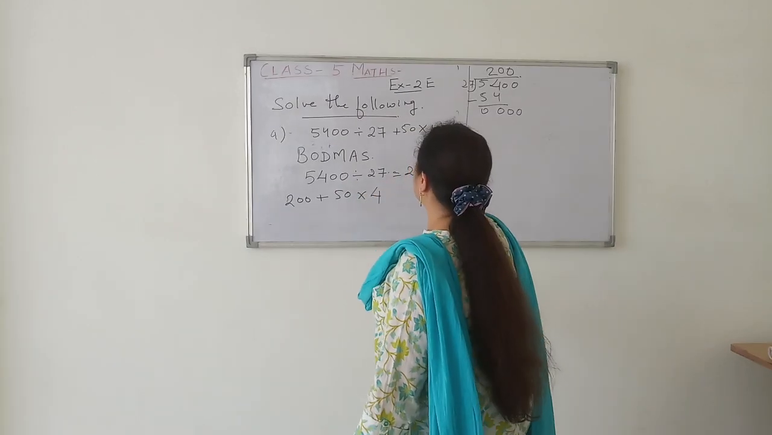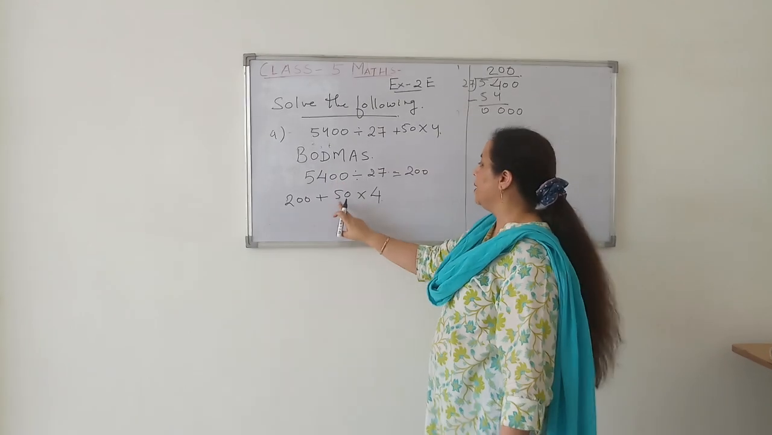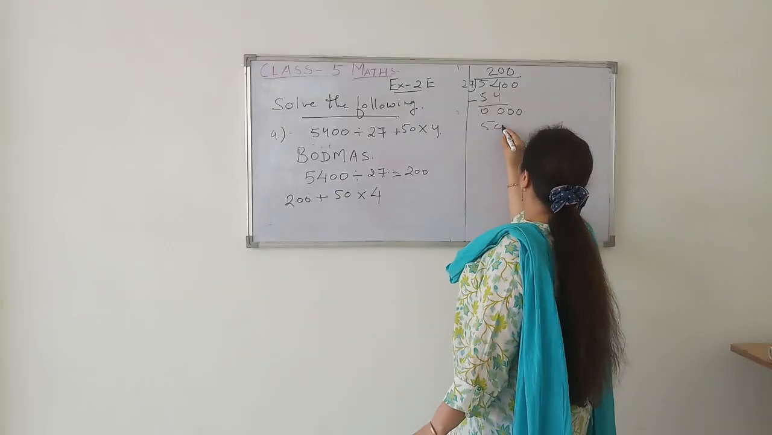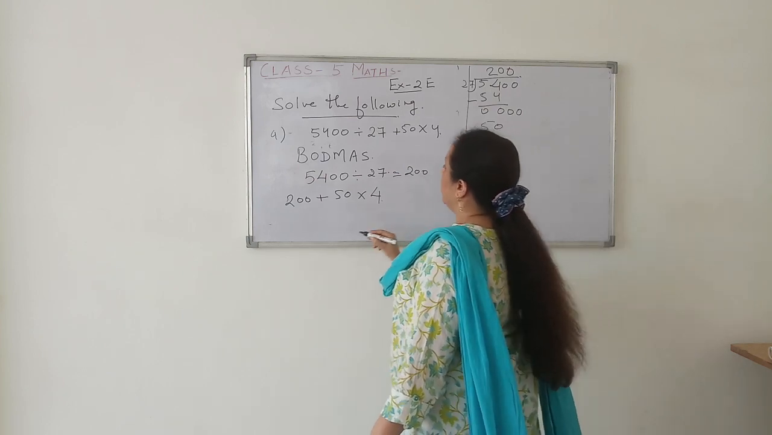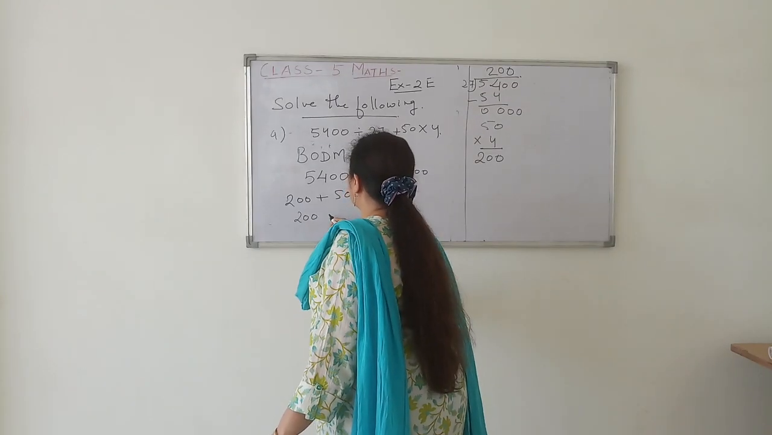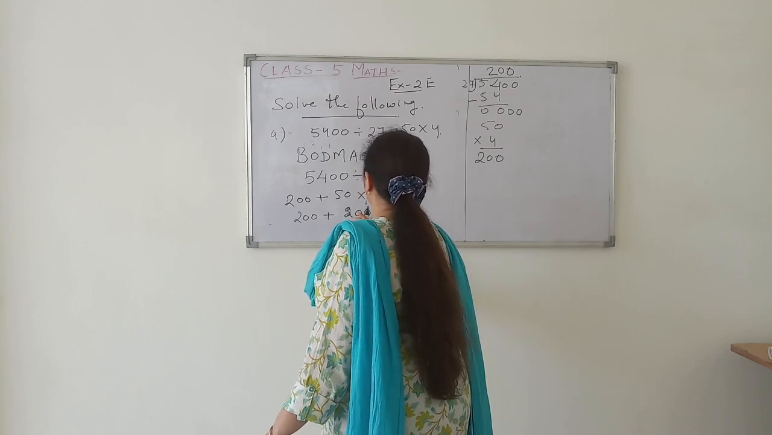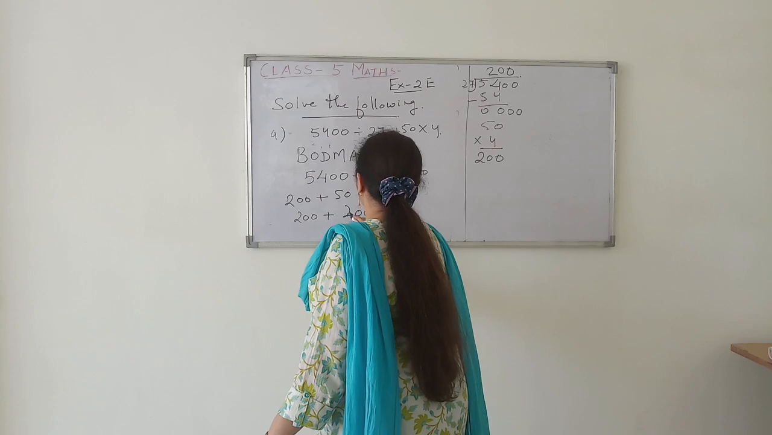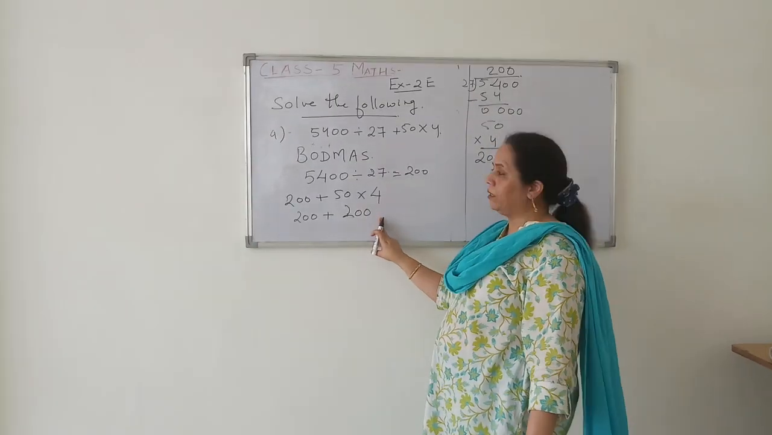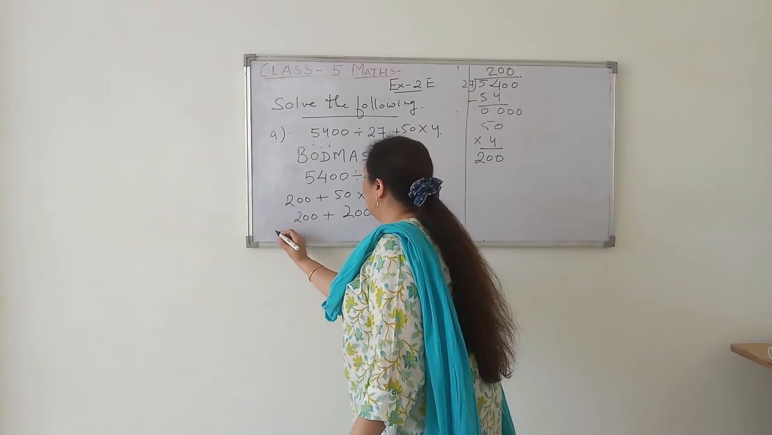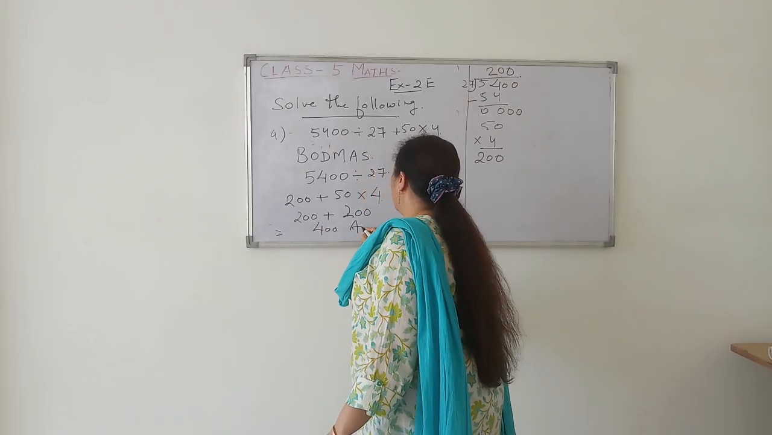Now the next step is, after division we will be doing multiplication. That is 50 into 4, and we will be getting 200. Now here 200 plus 200, right? Now we will be having only addition. So what will we write here? 200 plus 200 is 400, and that is your answer.